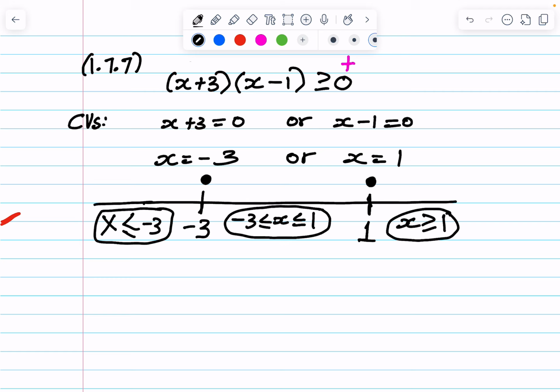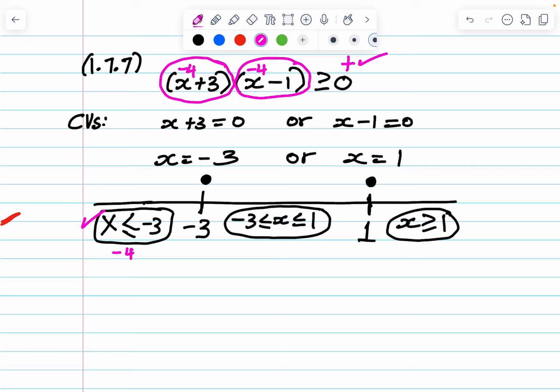So let's test region 1. On region 1, I'm going to pick any number. I can pick -4. I'm going to test with -4. So you always put it in the factorized part. So -4, -4. The first bracket becomes -1. So it's negative. You're just interested in the signs, not really the value. So the first bracket is negative. The second one is also negative. So negative times negative will indeed give us positive. So this works. So region 1 works.